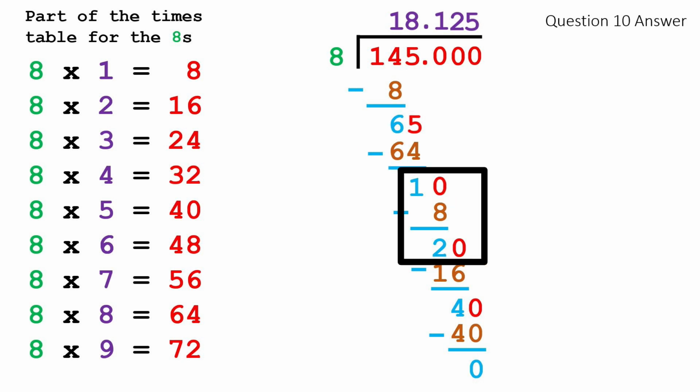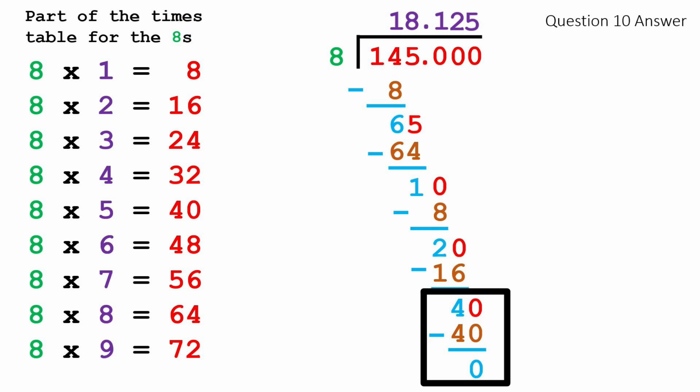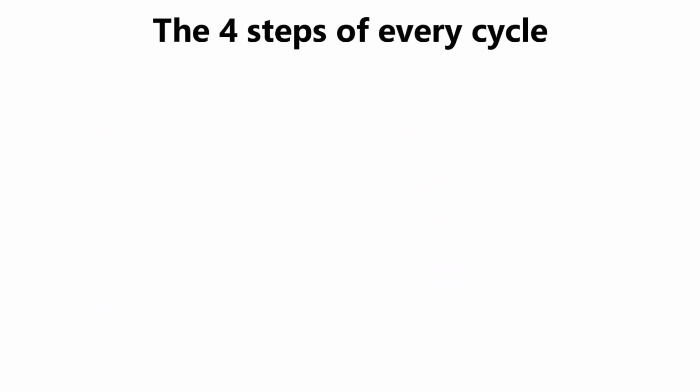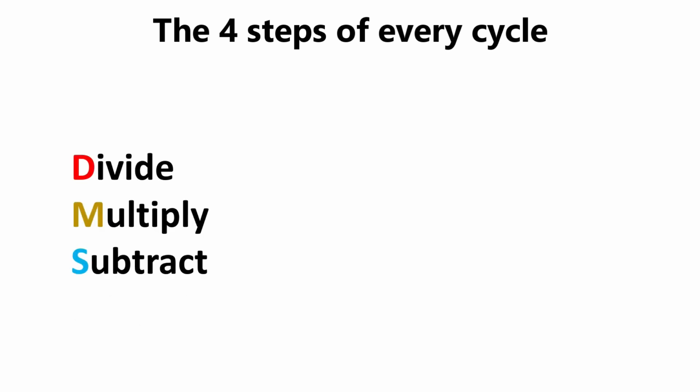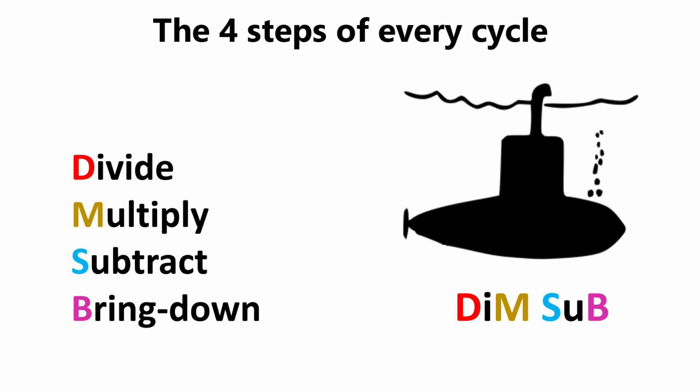As we'll soon demonstrate, this problem requires 5 cycles, and each cycle involves 4 steps. The 4 steps that we do with every cycle are divide, multiply, subtract, and bring down. One way to remember the order of these 4 steps is to use the phrase dim sub. The vowels don't stand for anything, but they help us remember the phrase dim sub. You can think of a dark submarine. This phrase tells us the order of the 4 steps in each cycle.